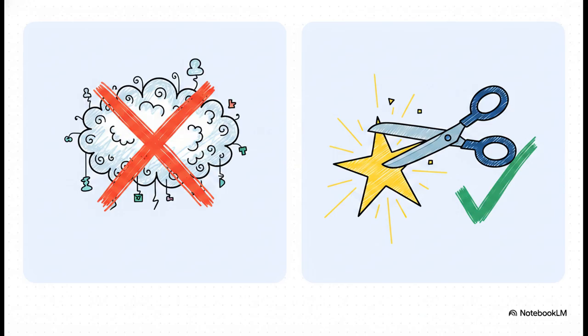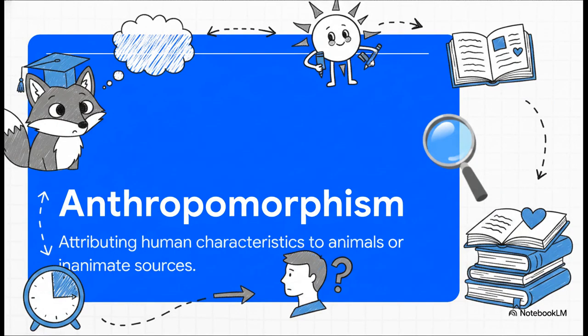I mean, why say at the present time when you can just say now? Why say for the purpose of when for or to does the exact same job? Stripping away all this extra fluff makes your prose transparent and accurate. Now, clarity also means being logically precise. And a major pitfall in academic writing is anthropomorphism. This is when we accidentally attribute human characteristics to animals or, more often, to inanimate sources.